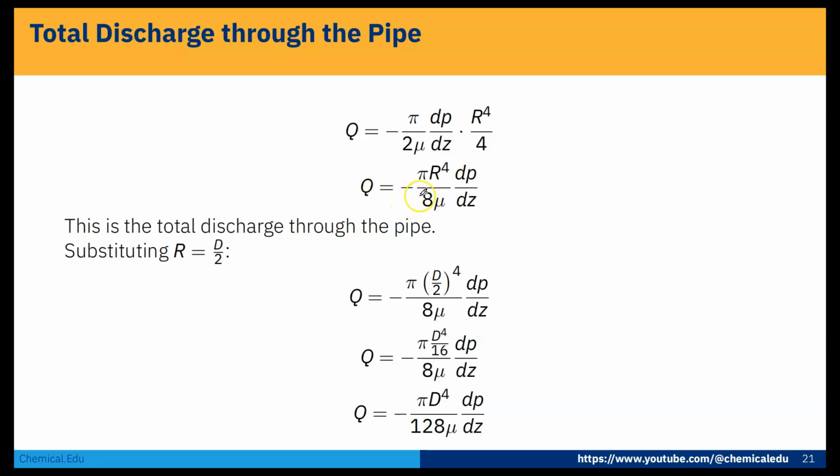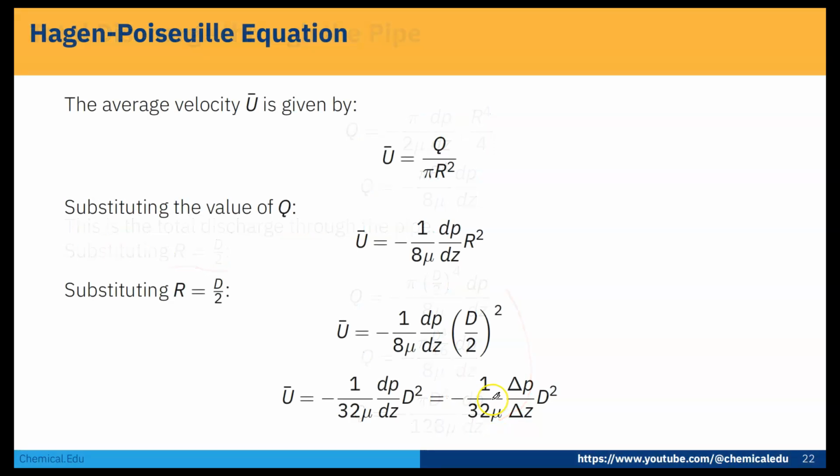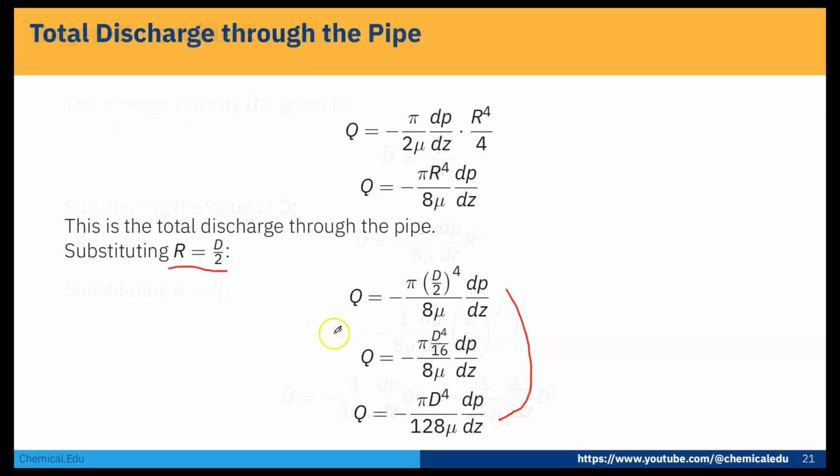So Q is ultimately pi R to the power 4 dp/dz by 8 mu, with a minus sign. Now if we plug in R equal to D by 2, the equation becomes Q is equal to minus pi D to the power 4 by 128 mu dp/dz. This Q is the total discharge or volumetric flow rate.